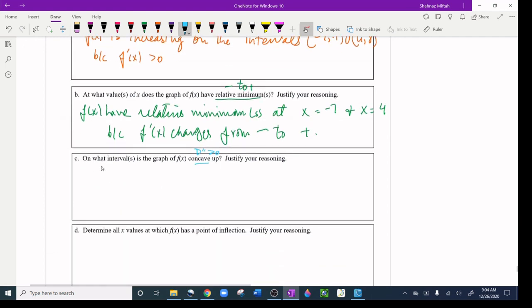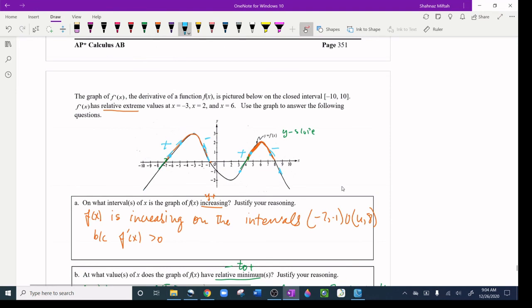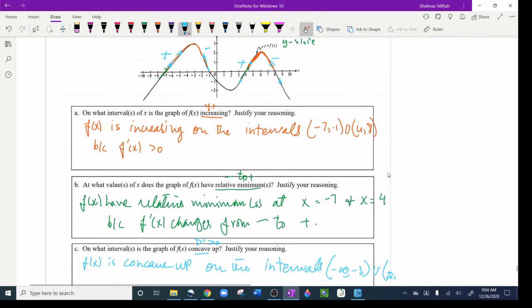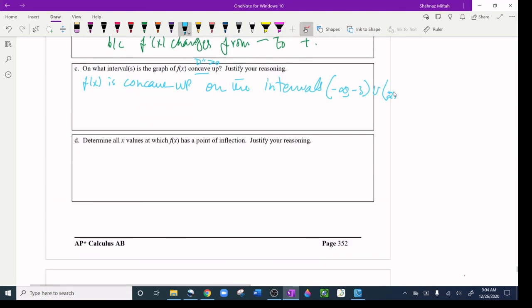So I'm going to write f of x is concave up on the intervals negative infinity to negative 3 and 2 to 6, like this one over here, and this is concave up from 2 to 6. So that one is 2 to 6 because f double prime x is greater than 0.